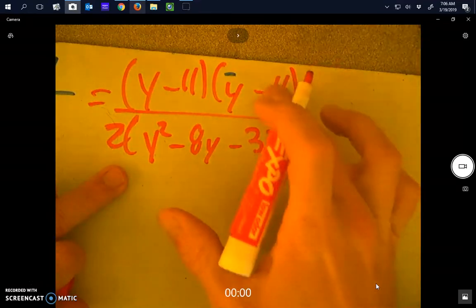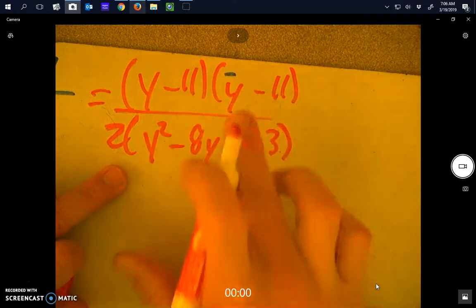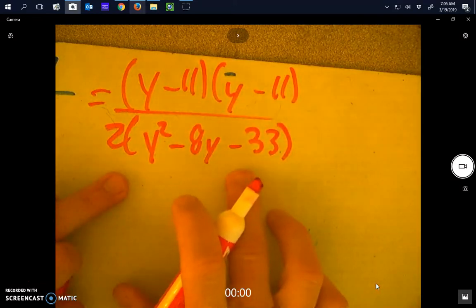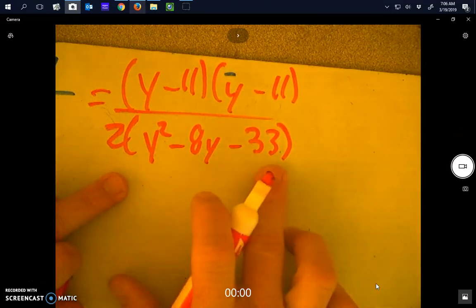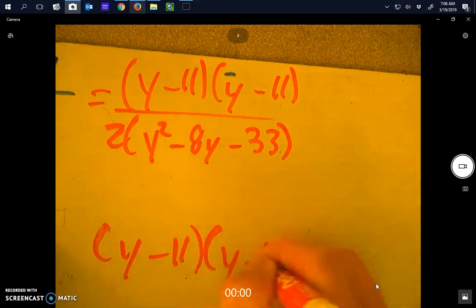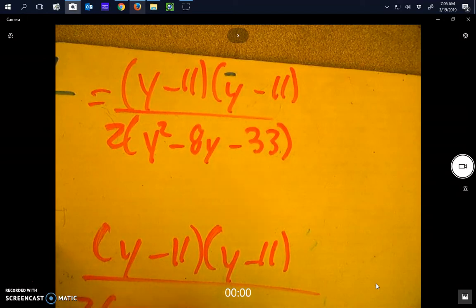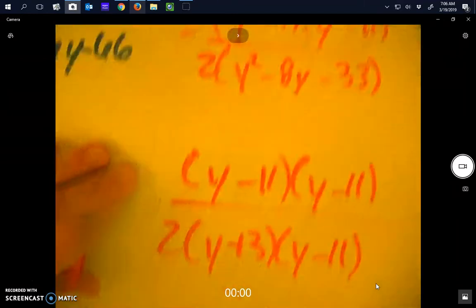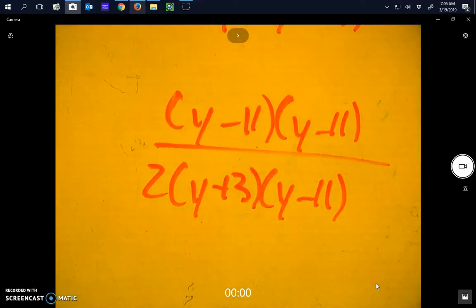Okay, and you can use the top as a clue as well. It's likely we're going to have a y minus 11 in the bottom. If we have y minus 11, then it's going to be plus 3, and that looks like it's going to be right. So y minus 11, 2y plus 3, y minus 11. Sorry, I'm going faster through the factoring. If you need to pause to do the factoring on your own, that's fine. I just know how to do this because I've been doing it for so long.